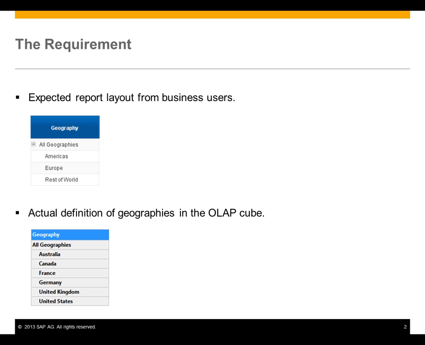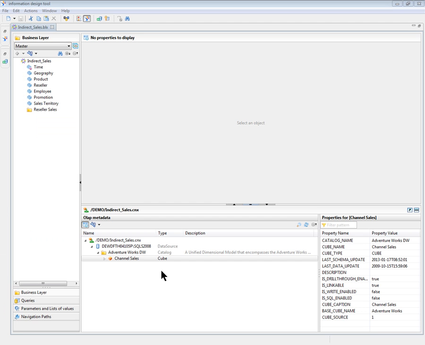Let's see how we can address this requirement using the information design tool from SAP BusinessObjects. I will start with the custom grouping Americas. Here I am in the information design tool with a business layer that points to the Adventure Works demo cube from Microsoft. To define the custom grouping Americas, I will proceed in two steps.